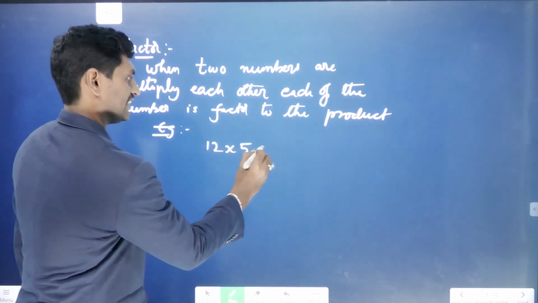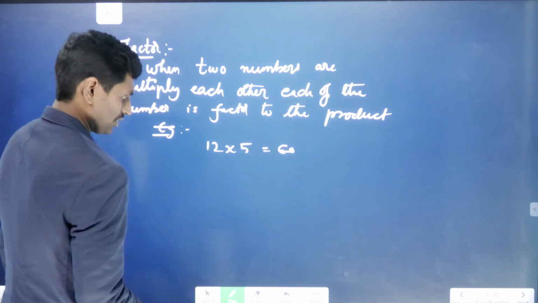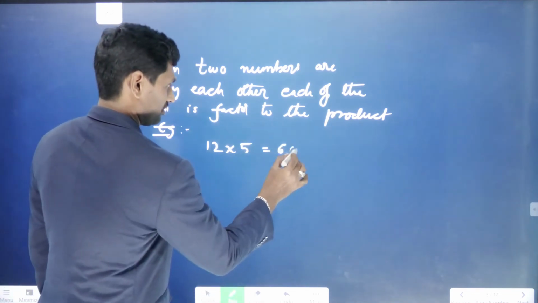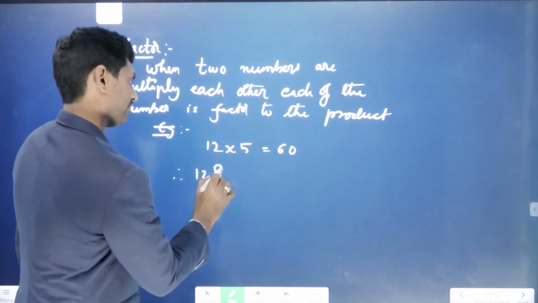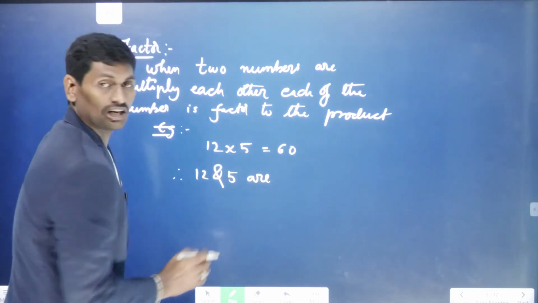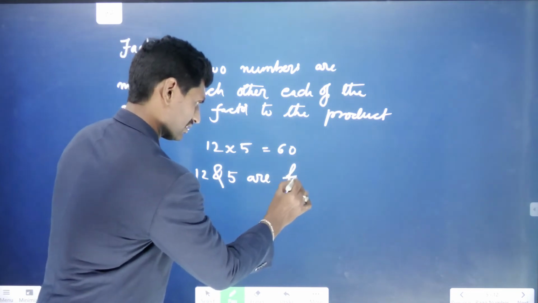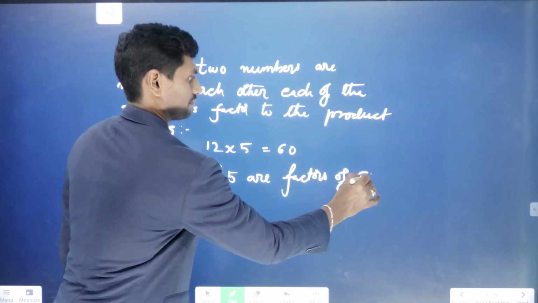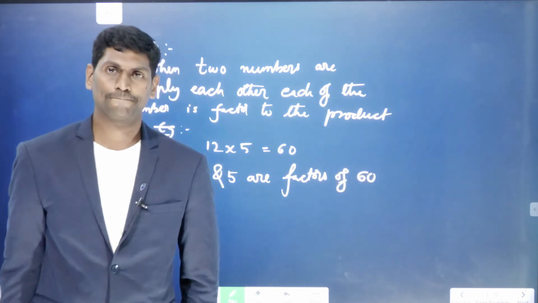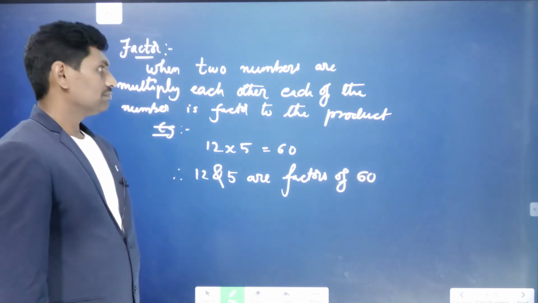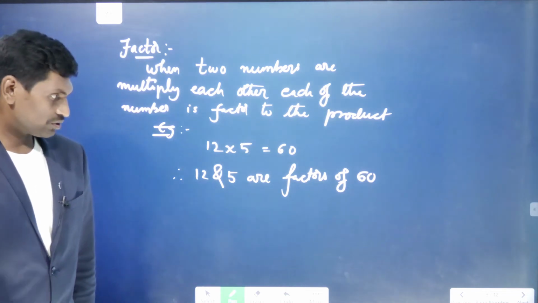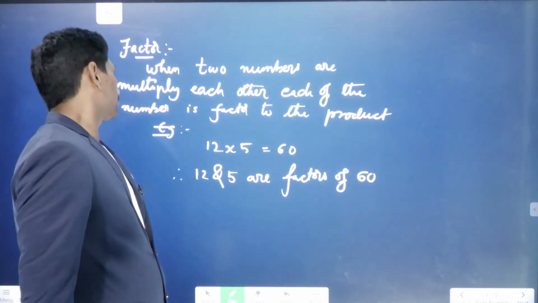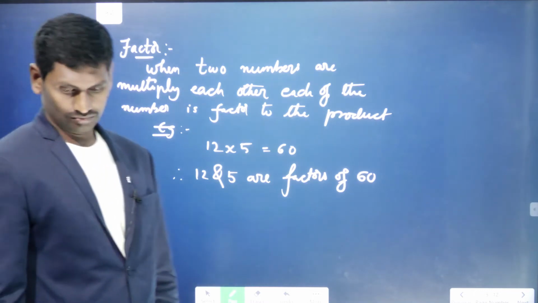So example, 12 5s are 60. Here 12 and 5 are factors of 60. Okay na? Please note it, children.